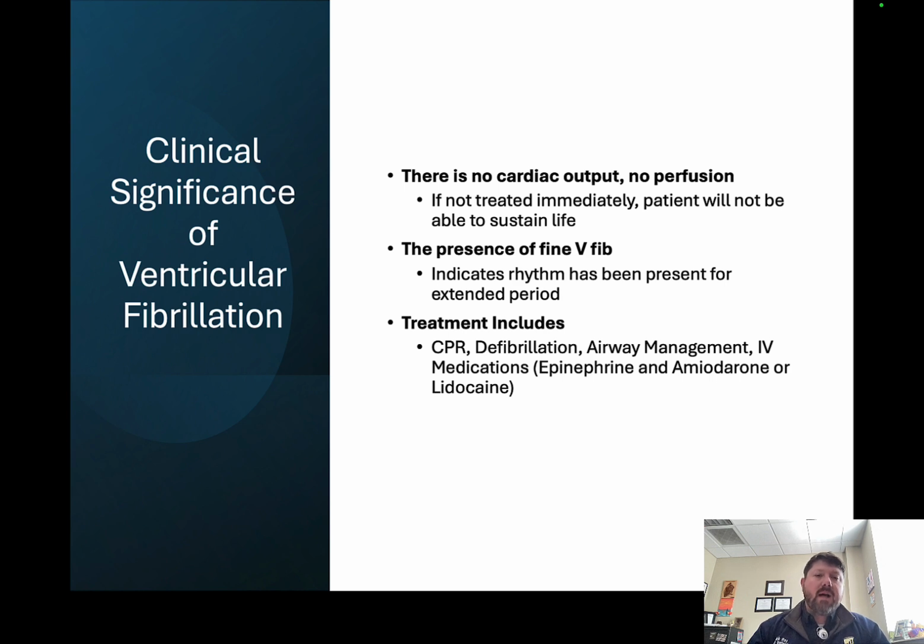So if there's no cardiac output or no perfusion, you need to start CPR immediately. If you've got fine VFib, go ahead and shock the patient. CPR, defibrillation, airway management, IV medications, epinephrine and amiodarone or lidocaine.